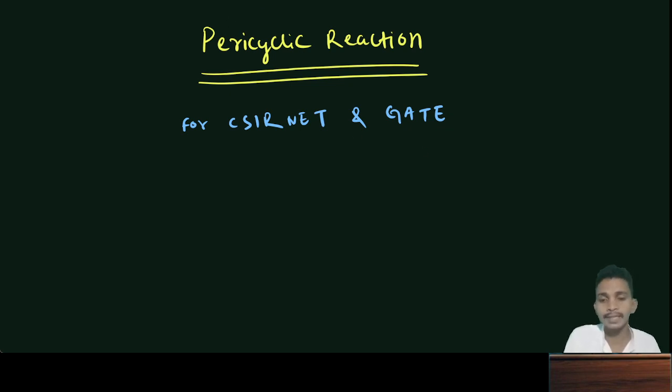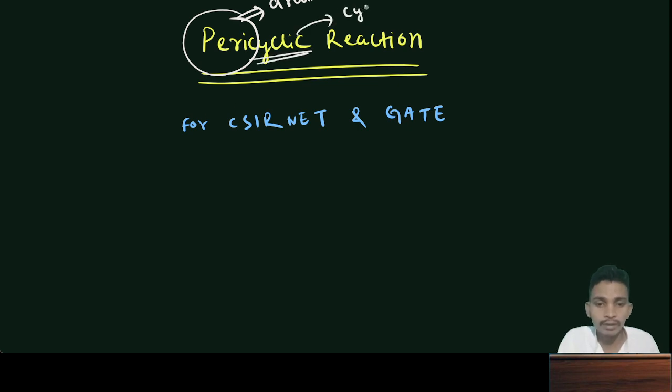From the chapter name itself we understand that peri represents around, and cyclic represents cycle or ring. It means that in organic reactions the main thing is the movement of electrons. Organic reactions means that we should understand the movement of electrons. That is actually the basic thing about an organic reaction.